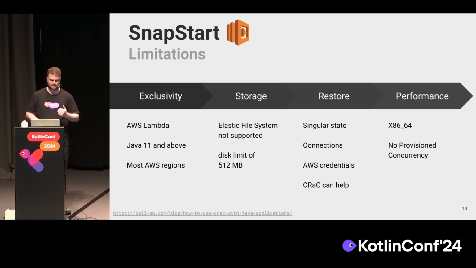But there are some limitations. So beyond the fact that this is just on AWS Lambda, there's some other problems. If you're doing stuff with the file system, it doesn't support Elastic File System, doesn't support disk sizes above 500 megs. And the fact that there's a restore has its own class of problems, where we've taken a single snapshot, that's a single state, single random seed.